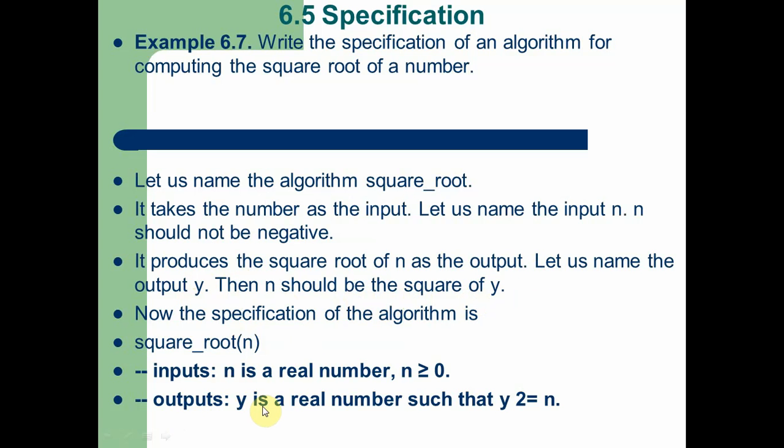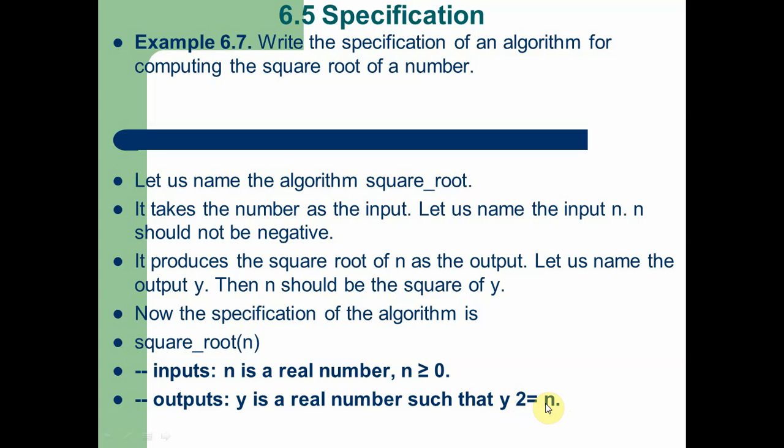So now we write this specification, third step, output, where we mention the relationship between y and n. So y is a real number. Of course, when we try to find the square root of any real number, then we produce a real number as output, such that y into 2 is equal to n. So here y2 is equal to n, it means y into 2. So when we multiply the output with 2, then we'll get the input.